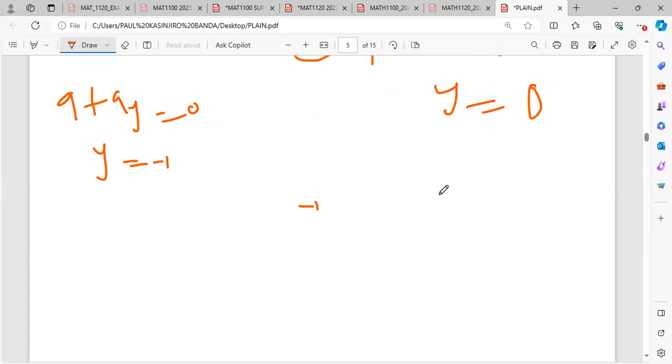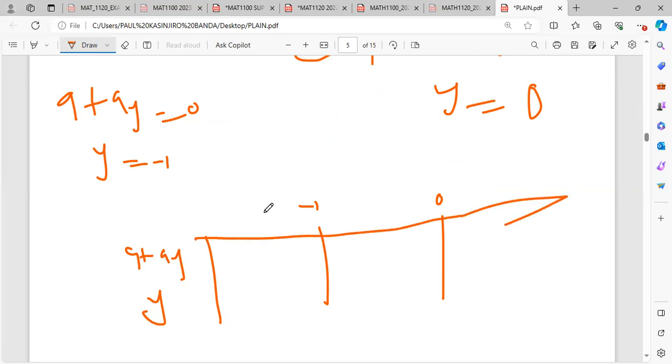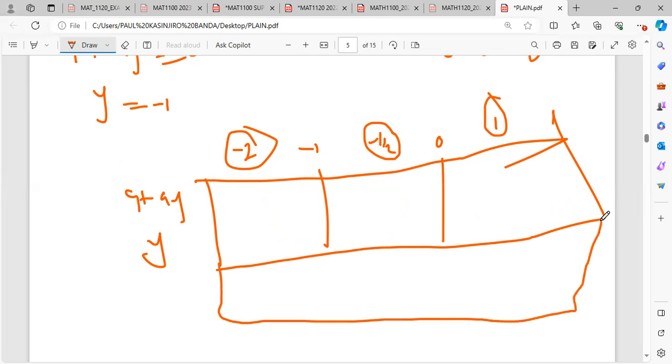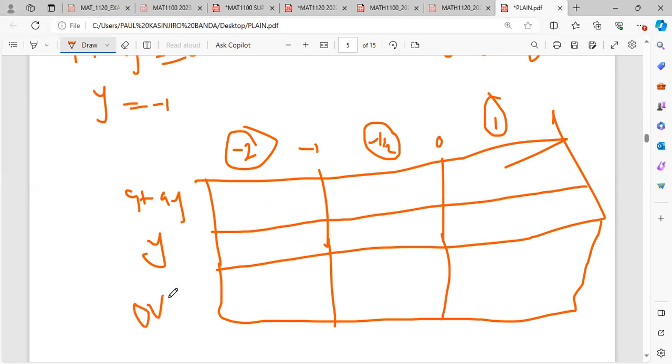In order of increasing number, I have minus 1 and then 0. Here I put my expressions, 9 plus 9y, and y. Then I put test values. Here I can put minus 2. Here I can put a number between minus 1 and 0, like minus a half. And here I can put whatever number is greater than 0. Then let me find the overall signs down here.